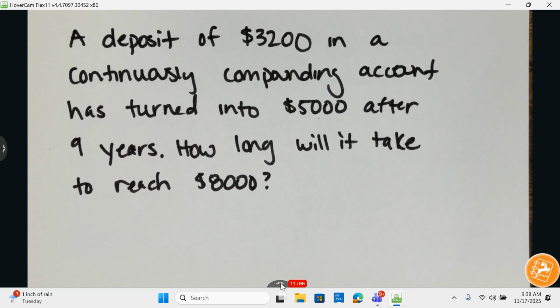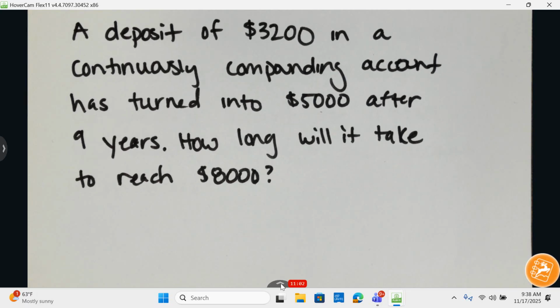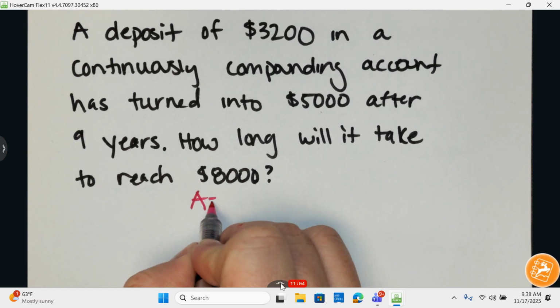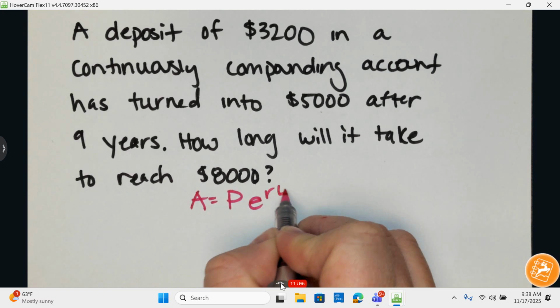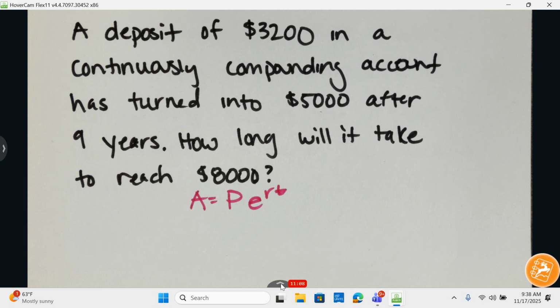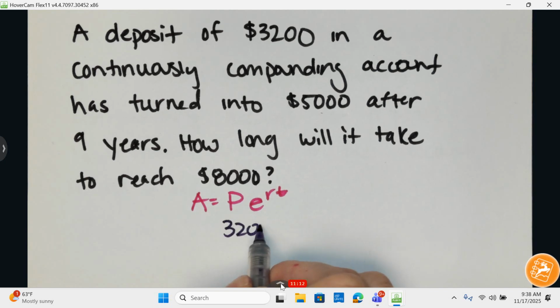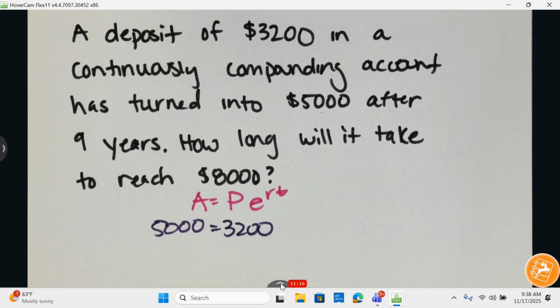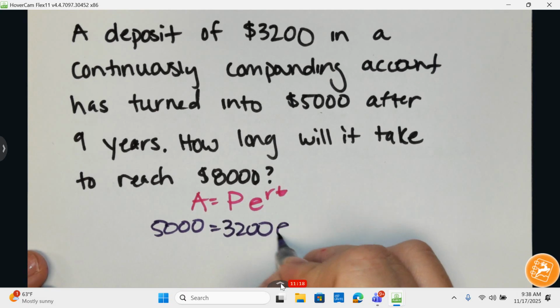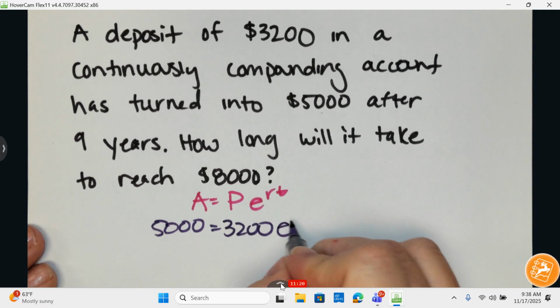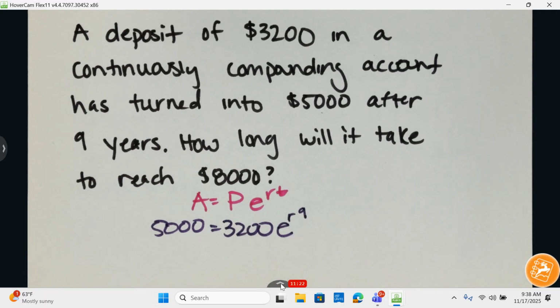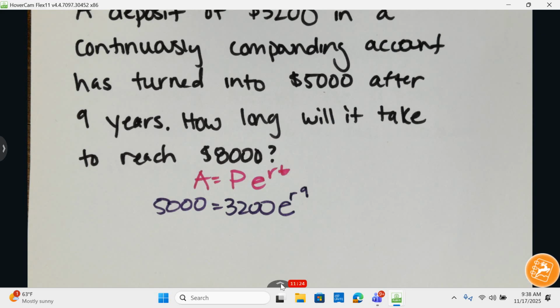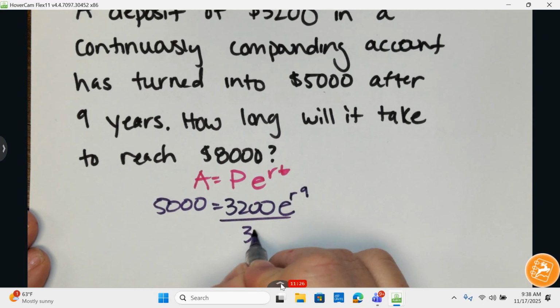So very much like example number 4, we start with A equals P times e to the rt. You're welcome just to watch unless it helps you learn by writing it down. You invest $3,200. The outcome, again, is $5,000. So it obviously has earned interest. Now, what is the interest? We don't know. All we know is that it remained in there for 9 years. I can now solve for r. I start by dividing by 3,200.